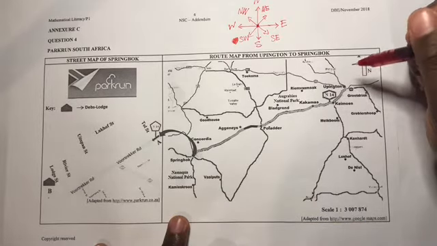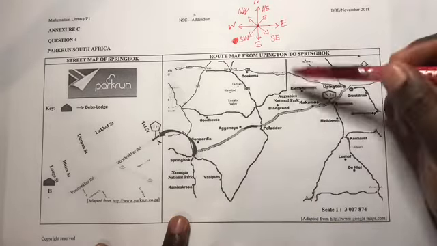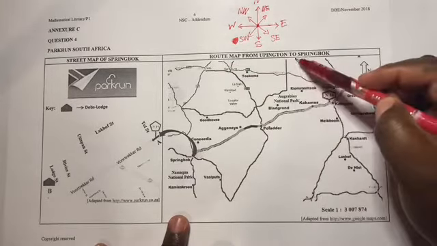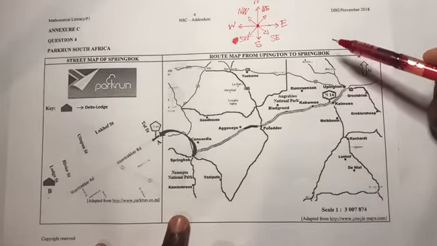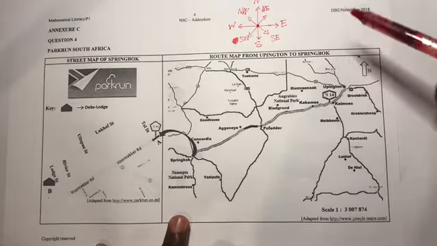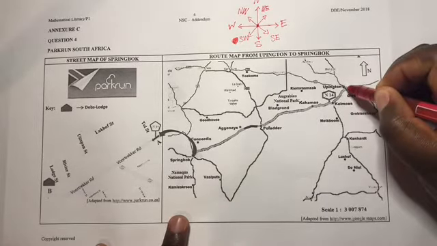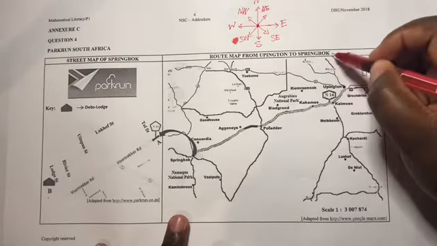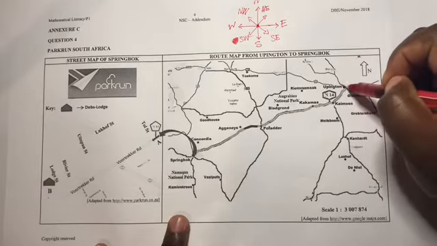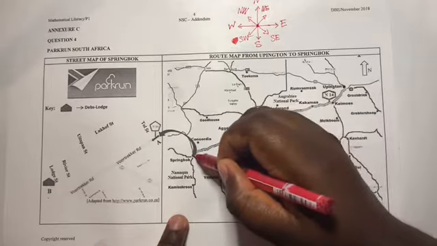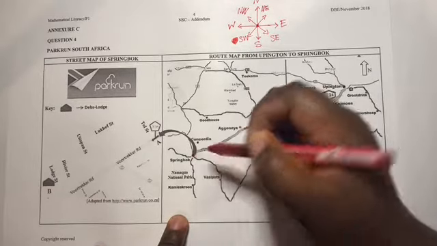Also, which is the most important part, this is the route map from Upington to Springbok. Let's have a look at the map and check where Upington is. There. This is Upington. This map shows the route from there all the way up to Springbok. So it seems like to get to Springbok, we use this route. This is Springbok.